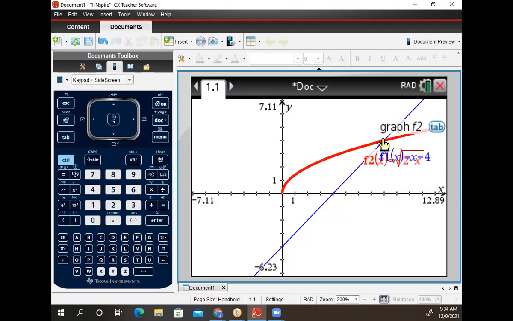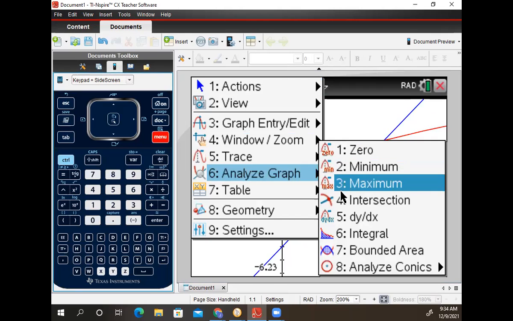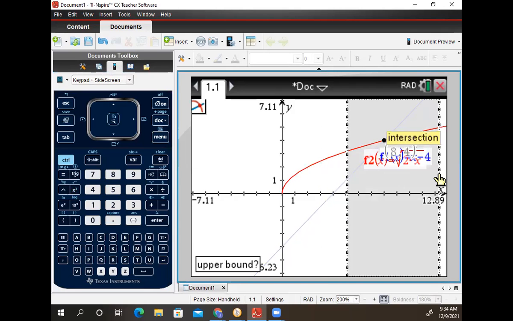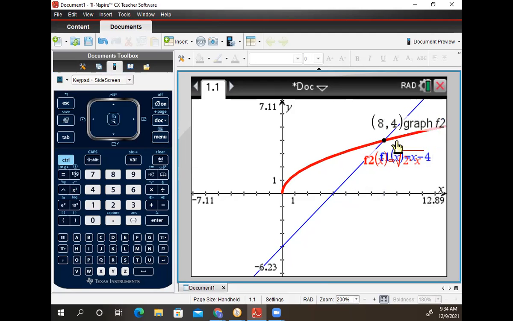Okay, so I see one intersection. Let's find where that is. Menu, analyze graph, intersection. Click on either side. And I have an intersection where the x value is 8. That's the solution that we checked and said that was good. What about when x is 2? Do I have an intersection here? Do these graphs touch when x is 2? No, right? And this is a square root graph, so it only goes in this direction. This is a line, right? So it goes straight, right? It's got its slope that it continues on. I don't have an intersection point there.